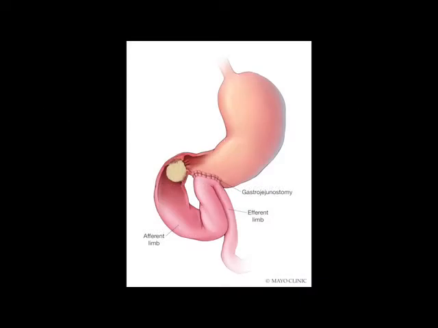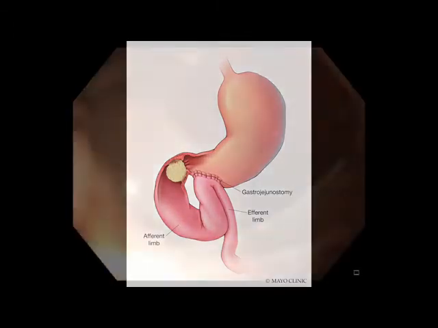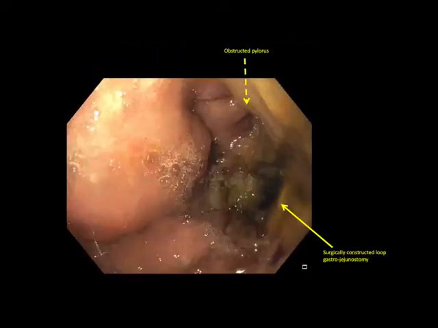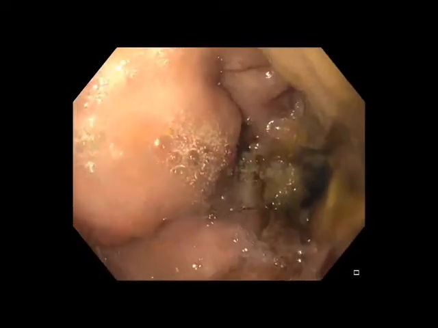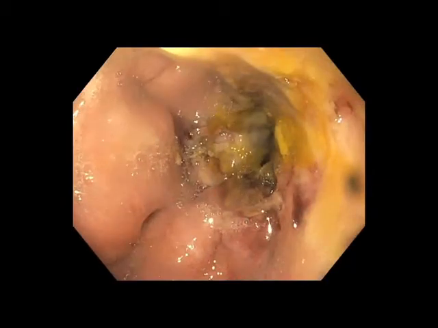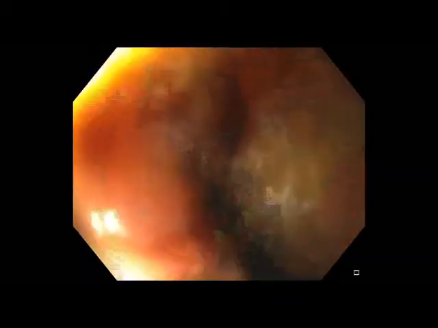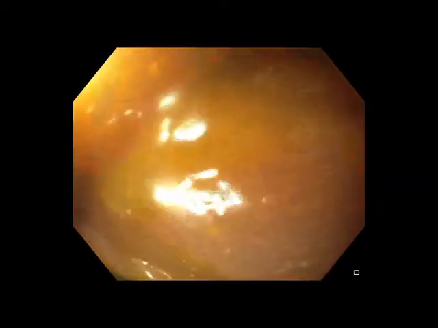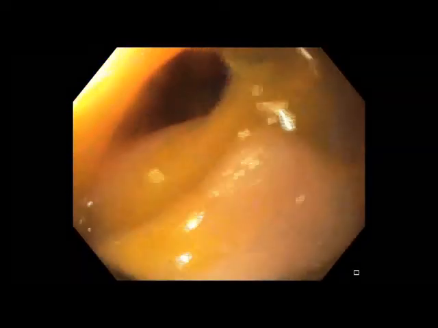This is a diagram that illustrates the patient's gastrojejunostomy. On initial examination, the pylorus was found to be obstructed. The endoscope was advanced, and the gastrojejunal anastomosis was found to be congested, yet patent, and was eventually traversed. The afferent limb was obstructed and hard to identify, however, the efferent limb was identified and examined.